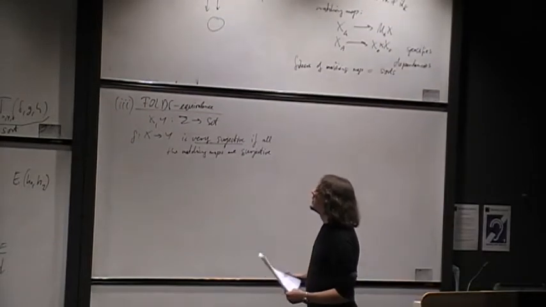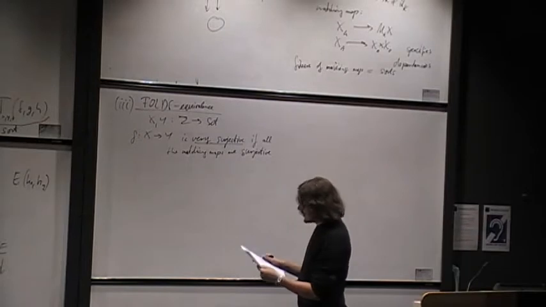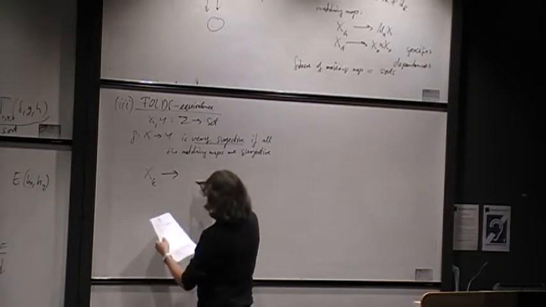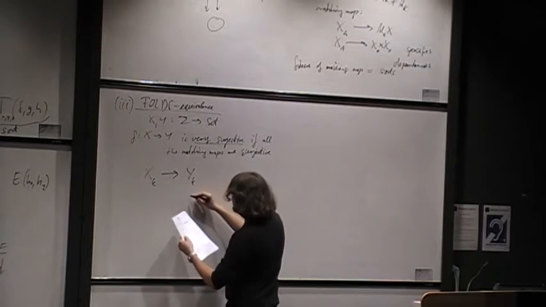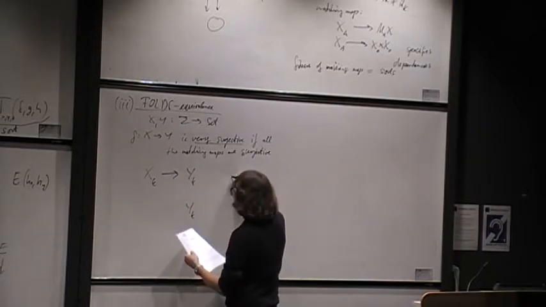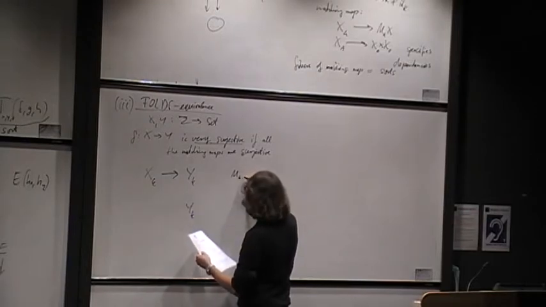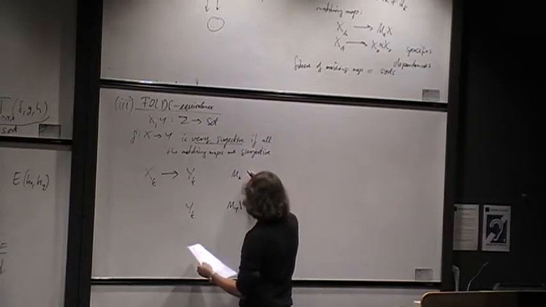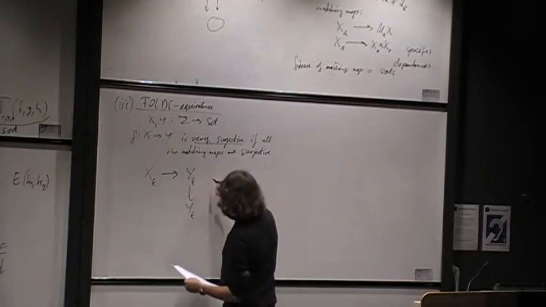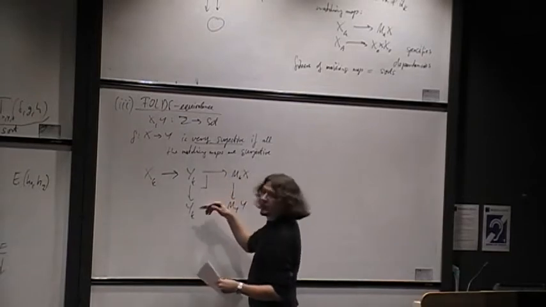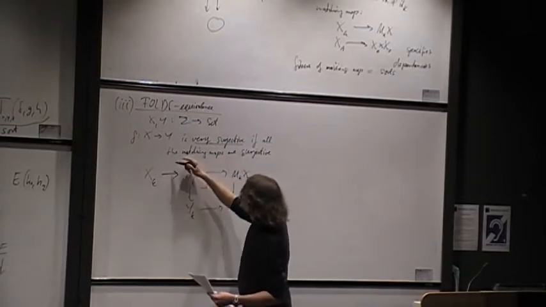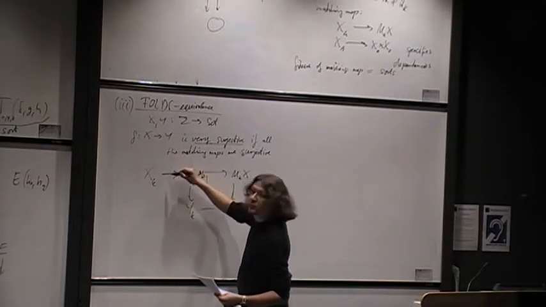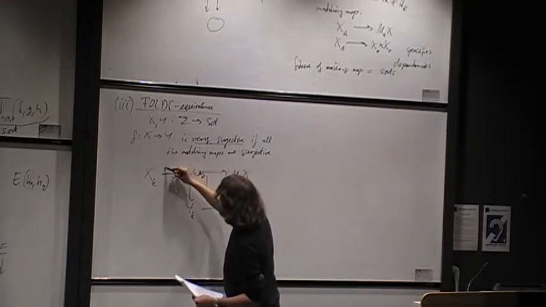So, what is the type of this matching map? We have a map from Xk to some Yk. I will explain what it means. We have this pullback here, and we want all these maps to be surjective. This is the matching map.